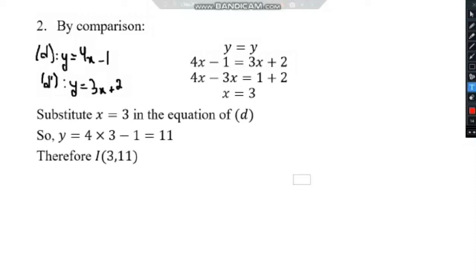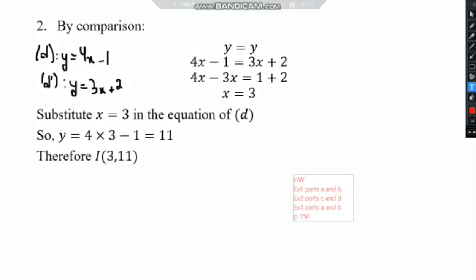As a homework for you, you have exercise 1, parts A and B. Exercise 2, parts C and D. And exercise 3, parts A and B. I will explain these exercises, how to solve them. These exercises are on page 150.